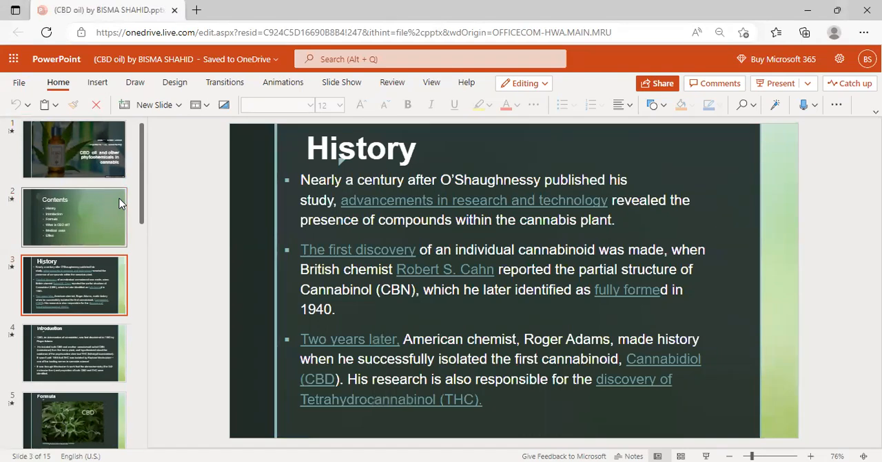History: Nearly a century after a scientist published his study, advancement in research and technology revealed the presence of compounds within the cannabis plant. The first discovery of an individual cannabinoid was made when British chemist Robert S. Cahn reported the partial structure of a cannabinoid, which he later identified as fully formed in 1940. Two years later, American chemist Roger Adams made history when he successfully isolated the first cannabinoid, cannabinol. His research is also responsible for the discovery of tetrahydrocannabinol.